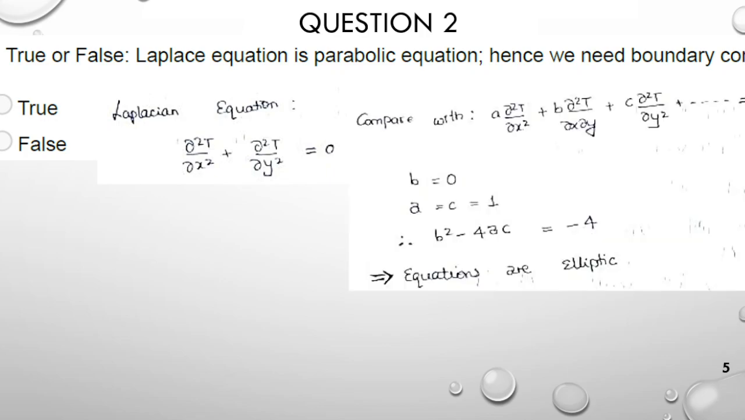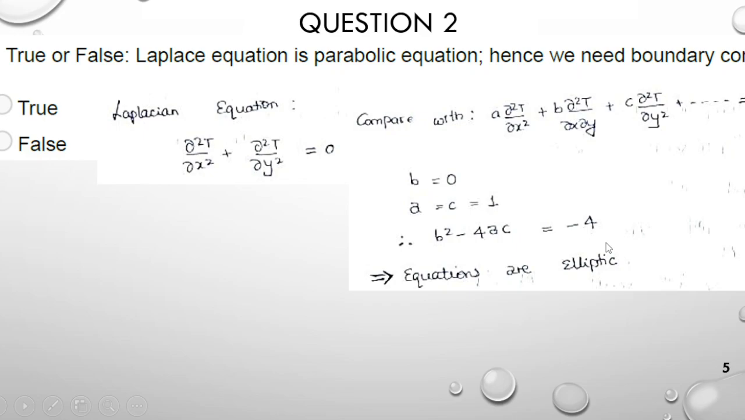So if we compare it with the standard format of the equation, A into dou square T by dou x square plus B into dou square T by dou x dou y plus C into dou square T by dou y square. There are other terms also, like dou T by dou x only, dou T by dou y only, but let us see only with A, B, C. These are the ways in which we can find A, B and C to determine the characteristics of the equation. So here B will be 0 because we don't have a mixed derivative, and A and C both are 1. So B square minus 4AC will be minus 4, less than 0, and it's an elliptic equation.